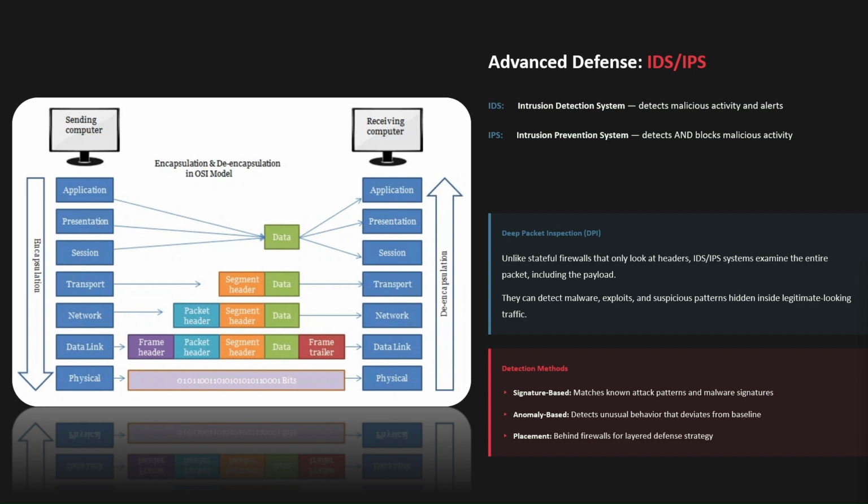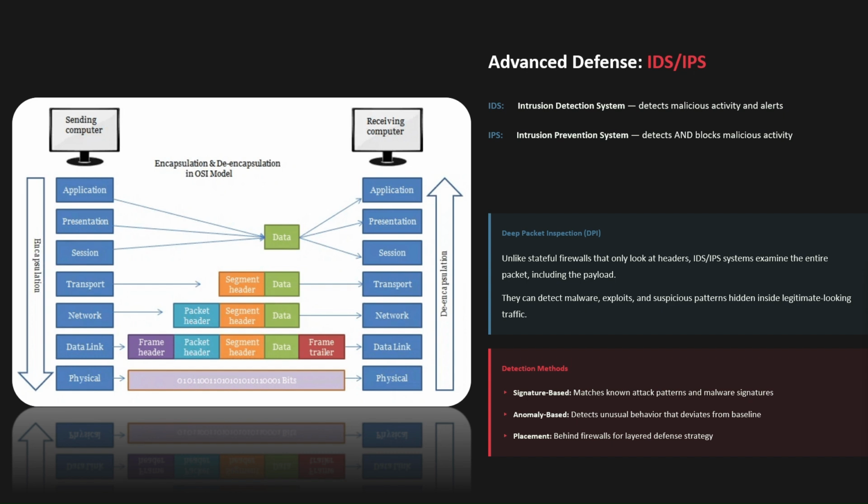For security engineers, understanding where to place IDS and IPS sensors, and how to tune their signatures to minimize false positives, is a critical skill. They are your last line of defense against application layer attacks that might have slipped past the firewall.